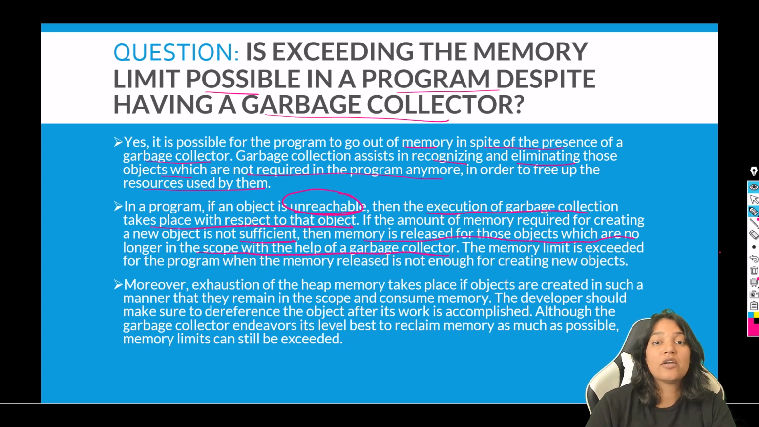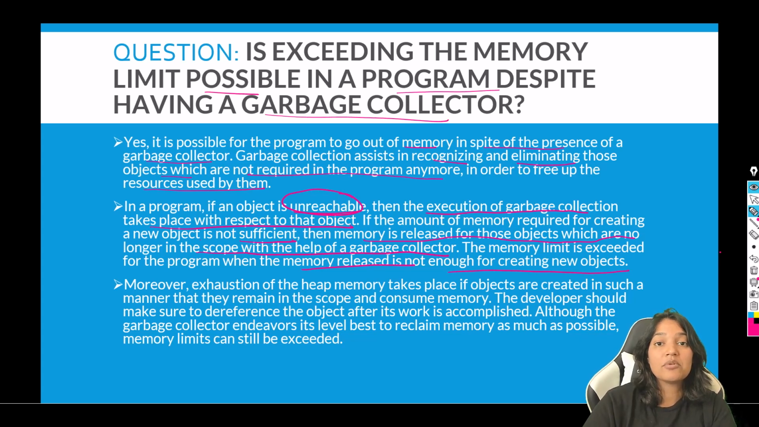So let's say you are trying to create a new object, and in order to create a new object, you need new memory, right? What the garbage collector will do is try to find those unreachable objects and remove them from the memory. That will give you more memory to create that object. The memory limit is exceeded for the program when the memory released is not enough for creating new objects. So let's say even after cleaning up those unreachable objects, you still don't have enough memory to create that new object. Okay, and that's when you're going to run into memory issues.